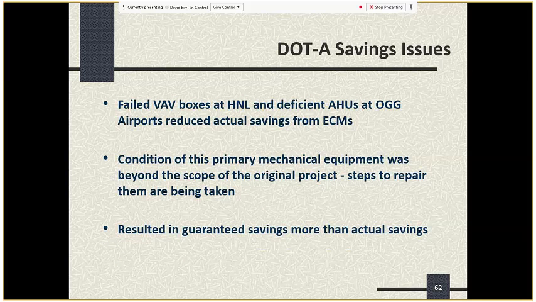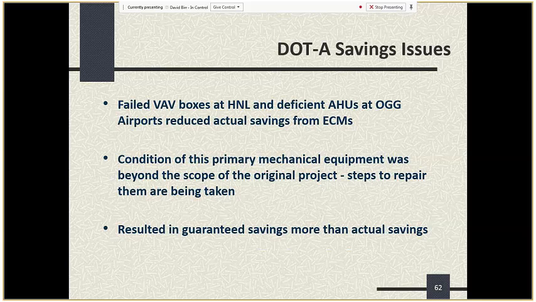So here are some savings issues that occurred with the DOTA project. There were some failed VAV boxes at H&L and some deficient air handlers at OGG. Even though these things were outside the scope of the original JCI project, JCI might be making chilled water with a higher degree of efficiency and delivering it to a terminal air handler unit, but that air handler unit was deficient and couldn't deliver the level of service that you really wanted.